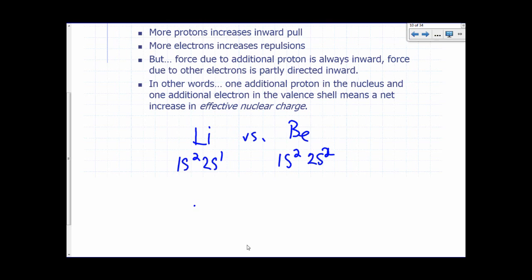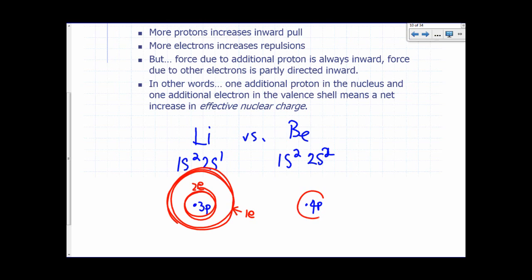So lithium has 3 protons in the nucleus, atomic number 3. It has 2 electrons in the core, and you have that 1 electron in the 2s orbital. So 1 electron out here. Compare that with beryllium, which has 4 protons in the nucleus. It has 2 electrons in the 1s in the core, and then you have 2 electrons out here. Okay? So going from left to right, you're going to have more protons.